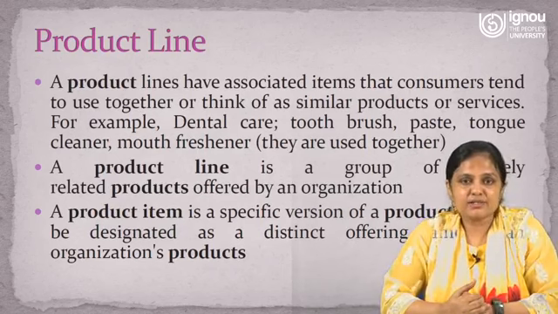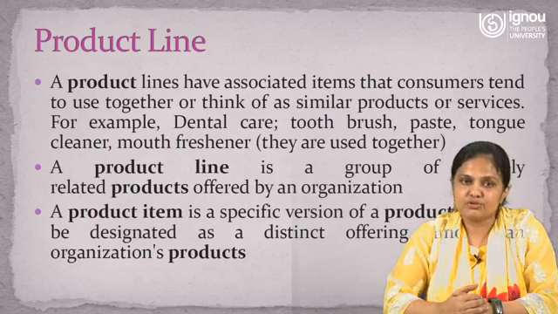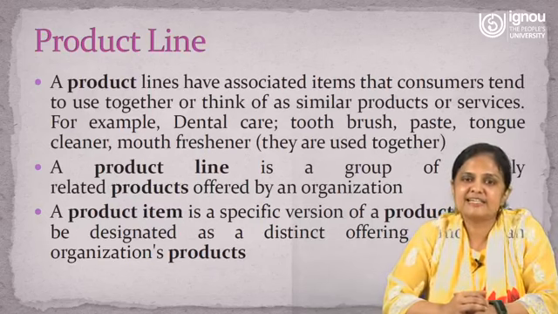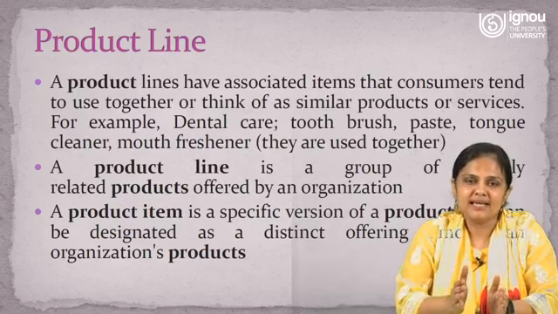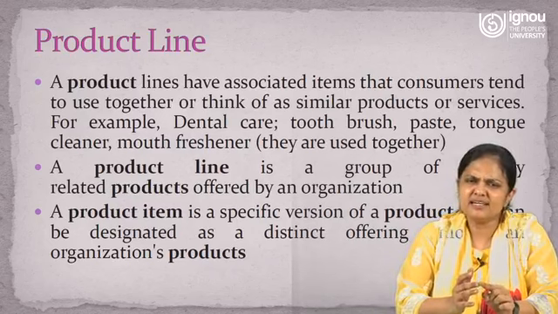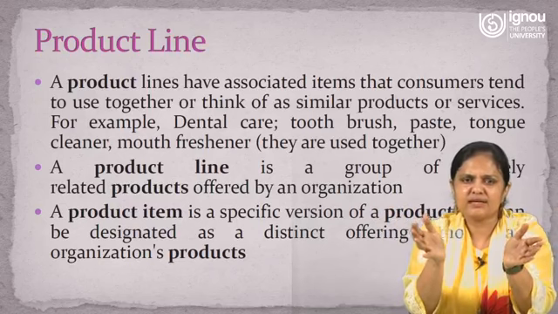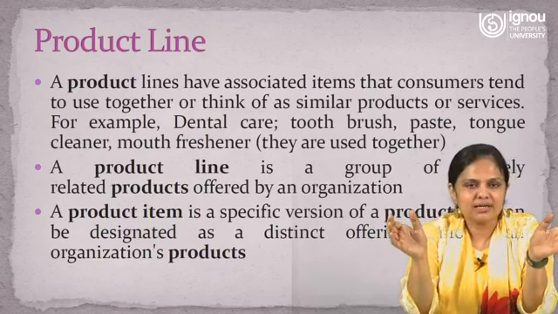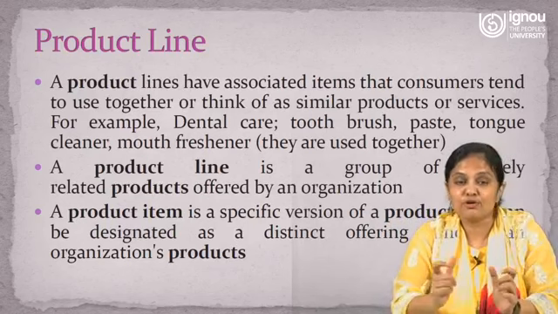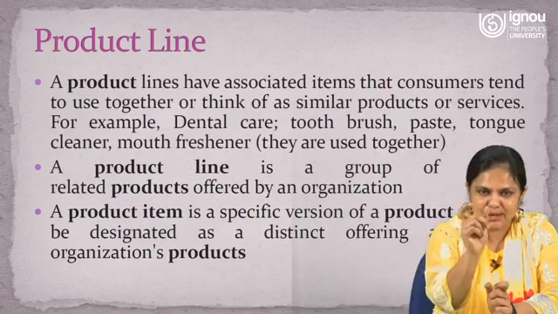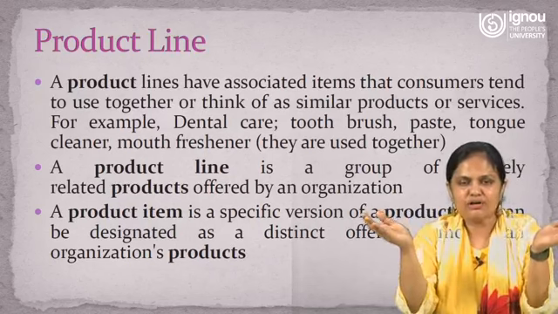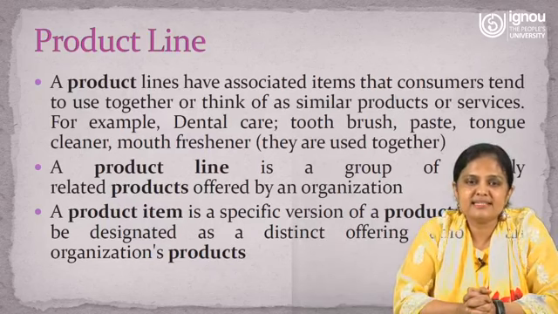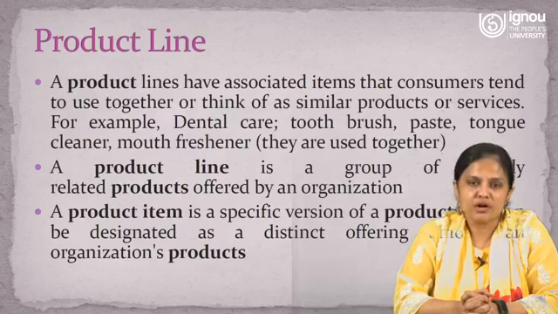A product line has associated items that consumers tend to use together or think of as similar products or services. For example, if we talk of dental care, maybe dental care is a product line, and toothbrush, paste, tongue cleaner, mouth freshener, when they are all put together, they become a product line. So in this case, dental care would be a product line. A product line is a group of closely related items. As I said, toothbrush, paste, tongue cleaner, mouth freshener, they are all closely related items. And it is a specific version of the product that can be designated as a distinct offering among an organization's products.